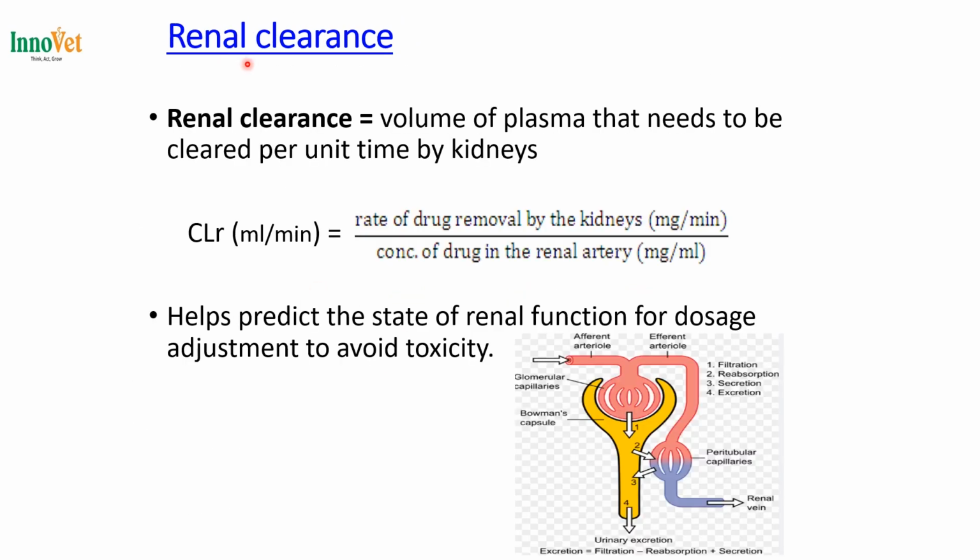So if we proceed to renal clearance, this is the volume of the plasma that needs to be cleared per unit time by the kidneys, and it is given by the formula: rate of the drug removal by the kidneys in milligrams per minute over the concentration of the drug in the renal artery, also in milligrams per mil. So this is a renal functional test, and it helps us to predict the state of the renal function in order to adjust the dosage of the drug so as to avoid toxicity to the nephrotic tissue.